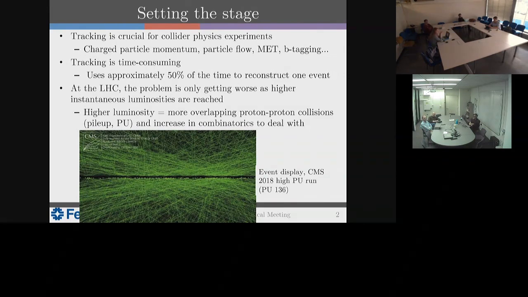So there's a lot that requires tracking to work well. But in addition to being crucial, tracking is also time-consuming. Over 50% of the time it takes to reconstruct one event in CMS is spent doing tracking. And the problem is that time is only going to go up. The problem is only getting worse as more and more of our events start to look like the one you see at the bottom. As we get to higher luminosity, we really need to find new ways to deal with this tracking problem.